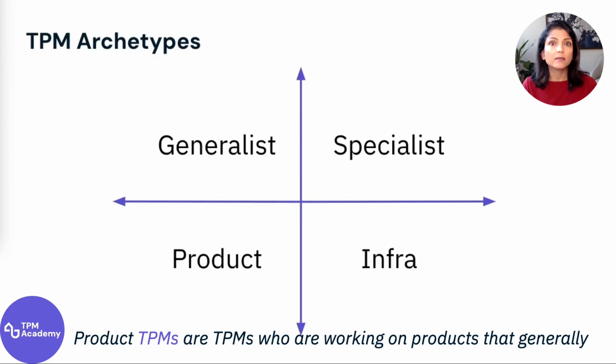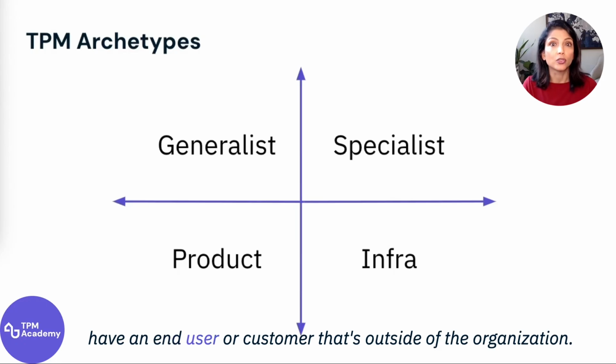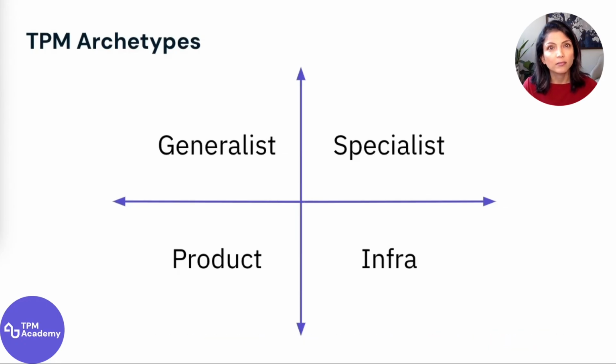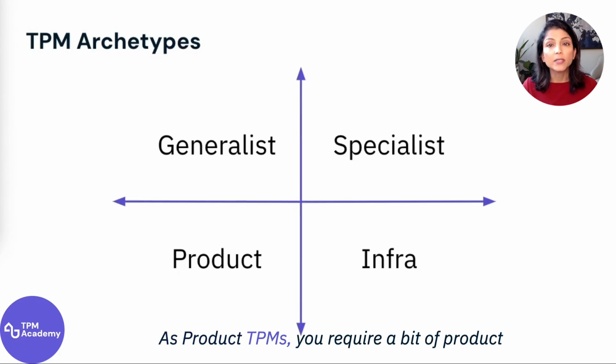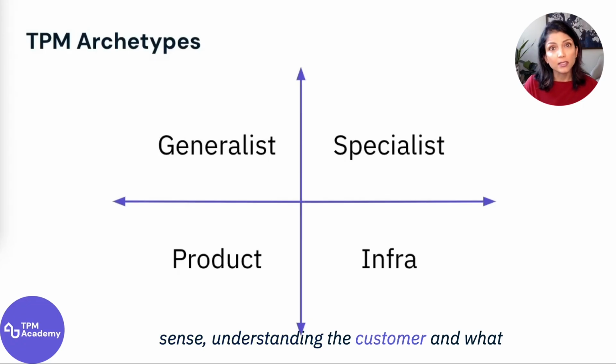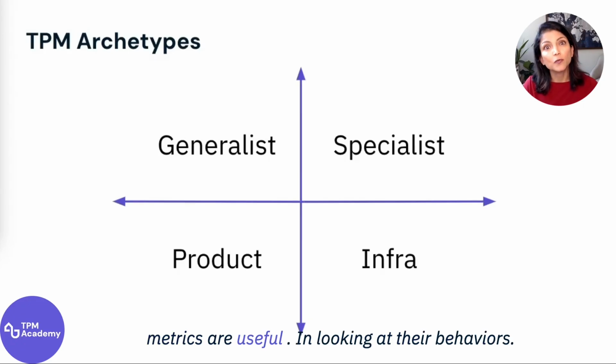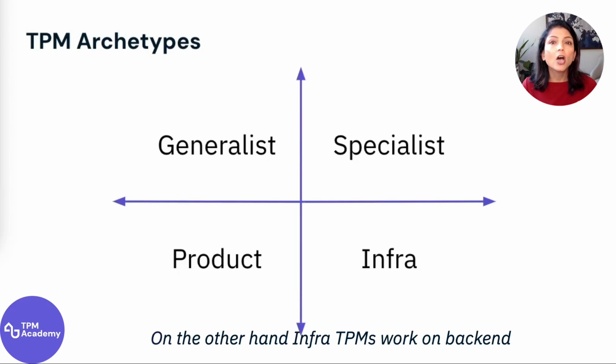Product TPMs are TPMs who are working on products that generally have an end user or customer that's outside of the organization. Many TPMs work as product TPMs. As product TPMs, you require a bit of product sense, understanding the customer and what metrics are useful in looking at their behaviors. On the other hand, infra TPMs work on back-end systems.